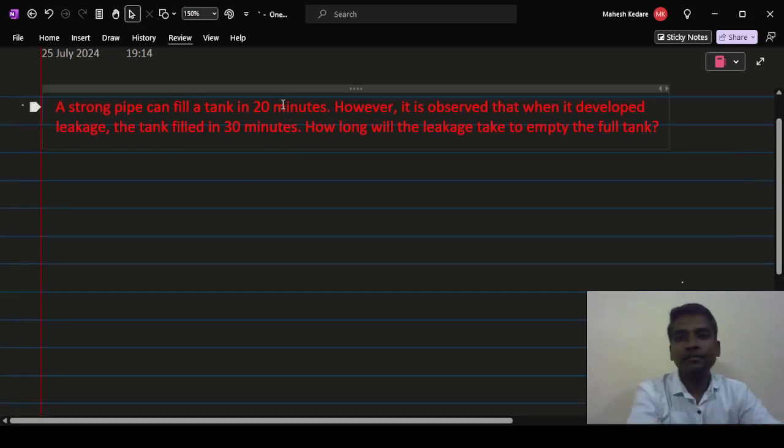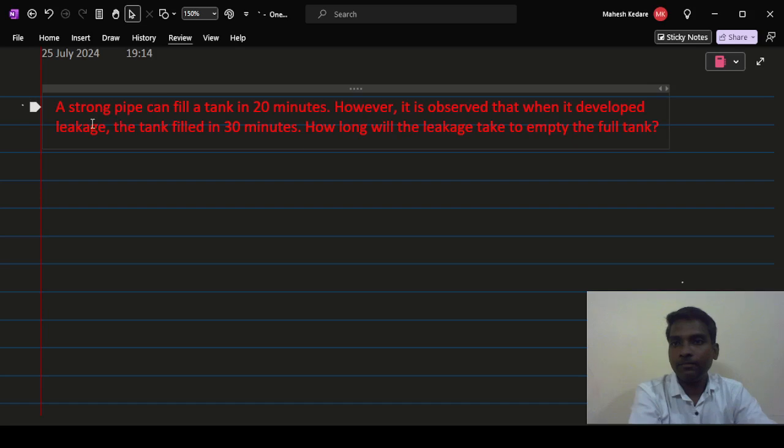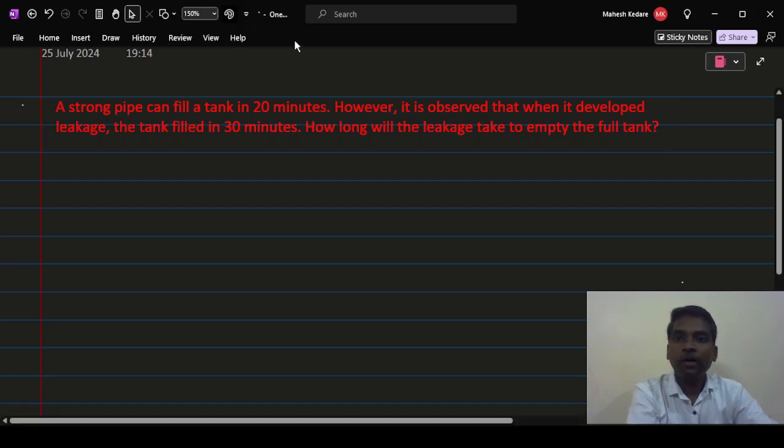So, a tank takes 20 minutes to get fully filled. We find the rate of water flow from the pipe, because the time the tank will take to get fully filled depends upon the rate of water flow from the pipe. So, we first find the rate of water flow from the pipe.